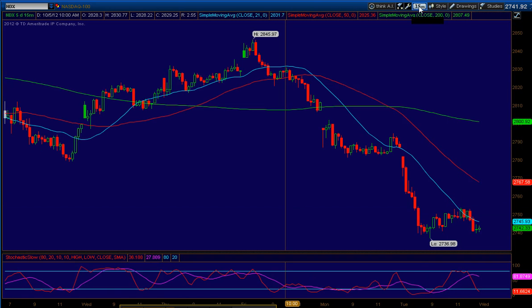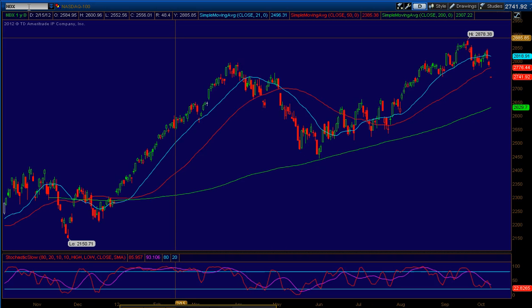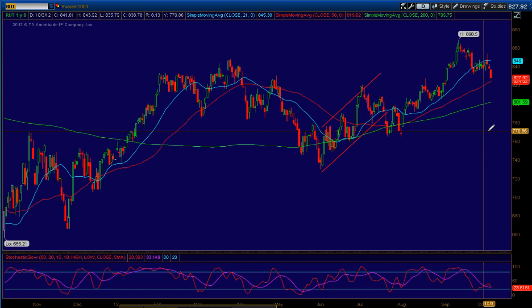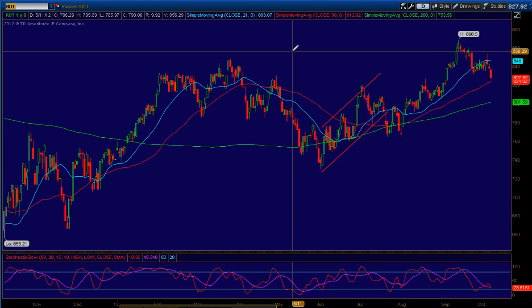Let's go back and touch base with a daily chart on RUT and see how we did on that one as well. RUT is also almost about to touch its 50-day moving average. So most of these stocks are now getting to their 50-day moving average. That's what you're going to find in the selection of the stocks.